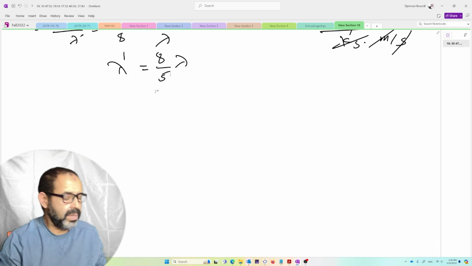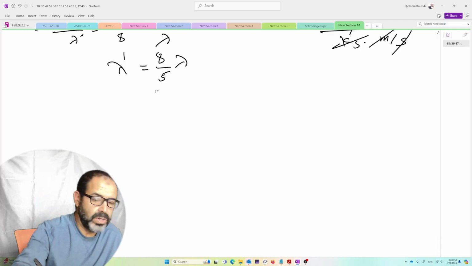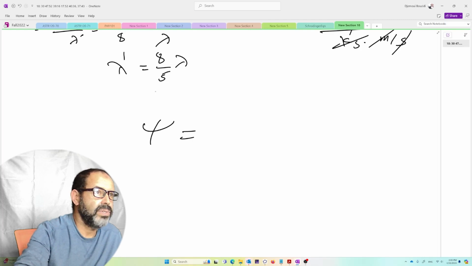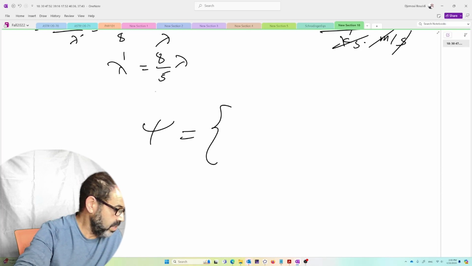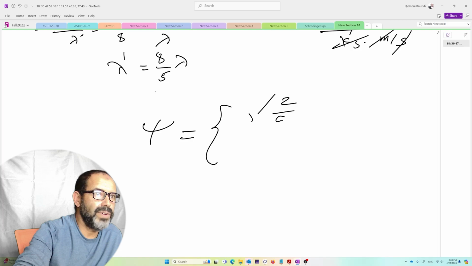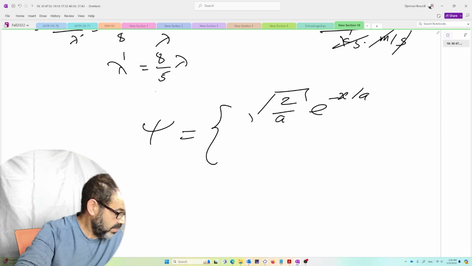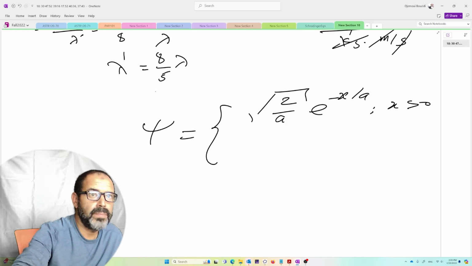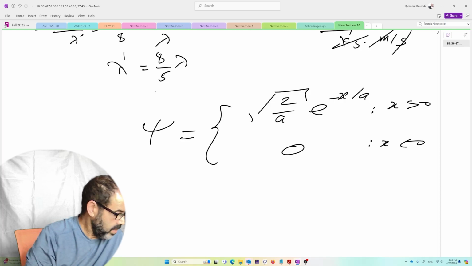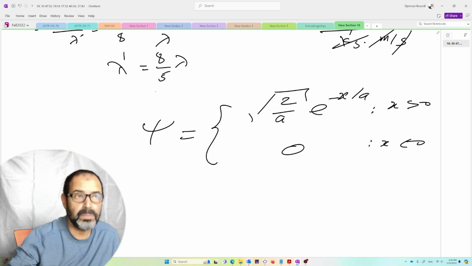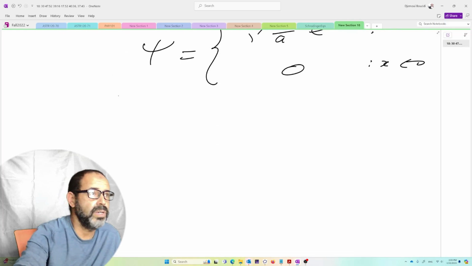Finally, problem 43. Problem 43, it gave you a wave function that is defined as, actually it's a piecewise function, square root of 2 over a exponential of negative x over a, for x positive, and for x negative, they said that it's 0. Okay, they are saying in here, find this probability density. Well, the probability density is just the square of this function. So it's psi squared in this case.